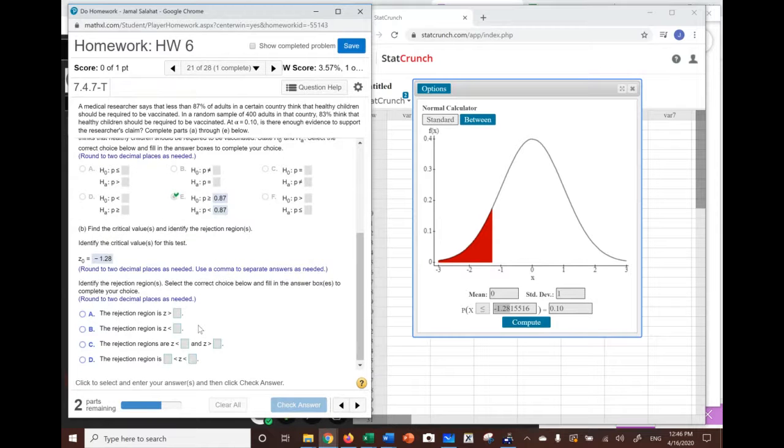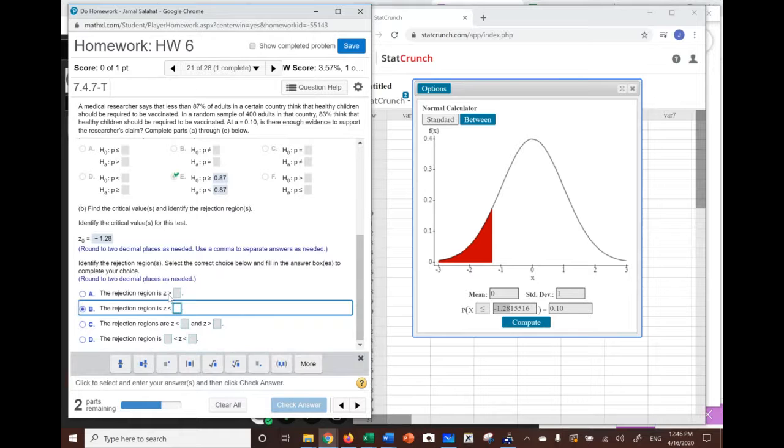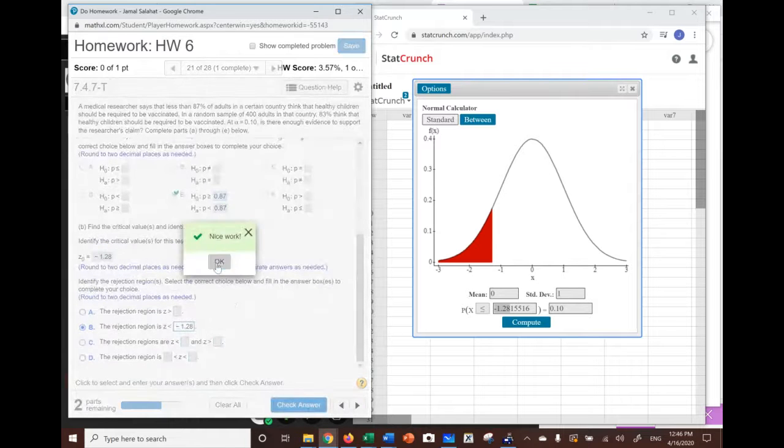The one after that is identify the rejection region. Notice that the red region is that rejection region. So the red region, the rejection region, is when Z is less than negative 1.28. Anything less than negative 1.28 will be rejected.